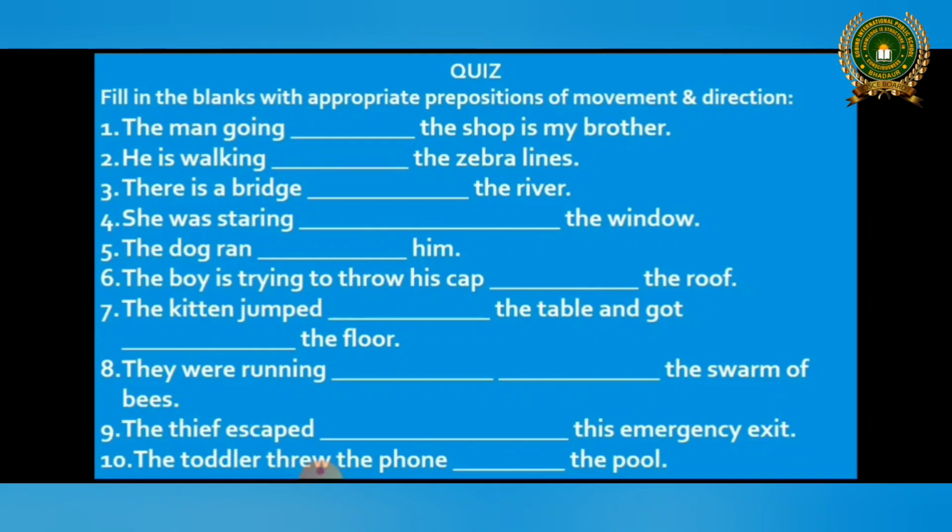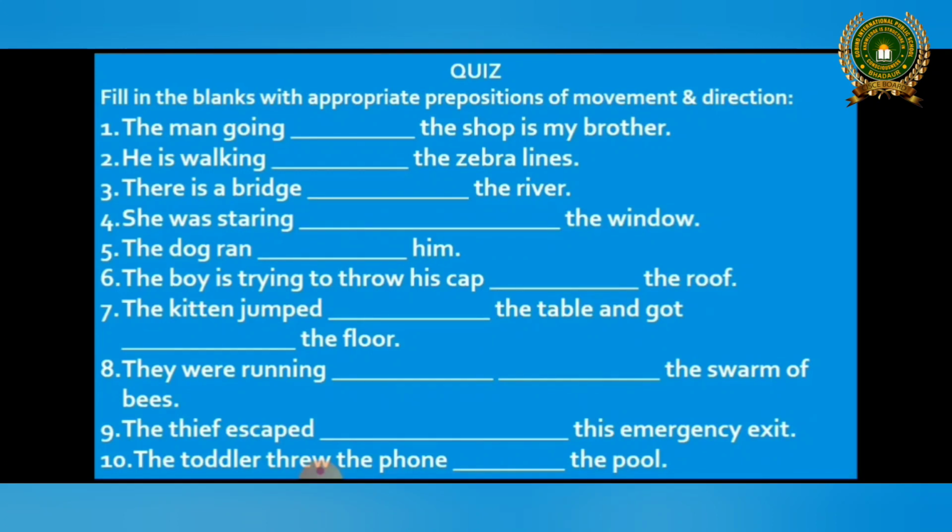Second is, he is walking dash the zebra lines. There is a bridge dash the river. He was staring dash the window. The dog ran dash him. Sixth one is, the boy is trying to throw his cap dash the roof. The kitten jumped dash the table and got dash the floor. They were running dash dash and the swarm of the bees. The thief escaped dash this emergency exit. The toddler threw the phone dash the pool.